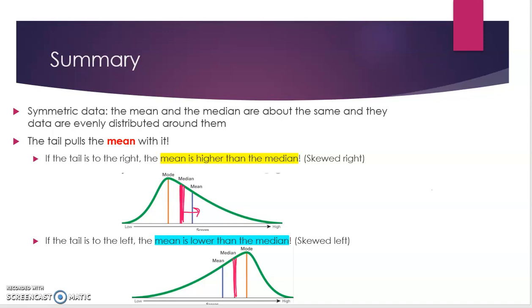And then when we have left skewed, my tail is on the left, the tail pulls the mean, so you can see from my median, the mean got pulled to the left. And so my mean got smaller. So just another way to represent what we've been talking about so far in these other slides.